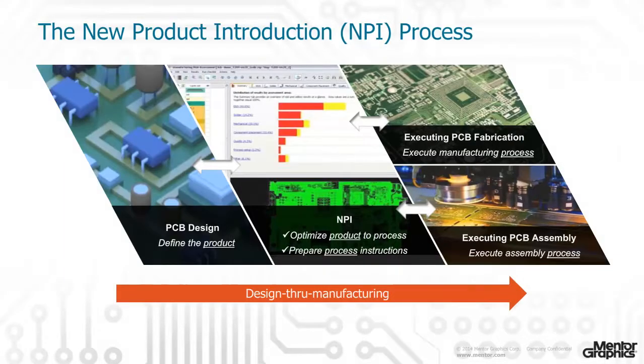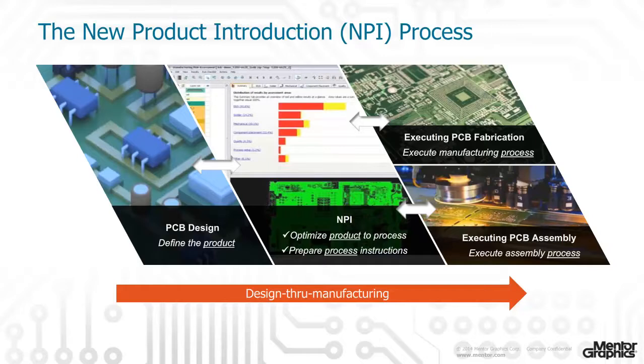First, what do we mean by new product introduction in the context of PCB design and manufacturing? The essential point is the transition from the design domain where, regardless of the type of design software being used, the primary focus is creating the model of the product, to the manufacturing domain where the main focus is defining and running a suitable manufacturing process that results in high quality, lowest cost production.